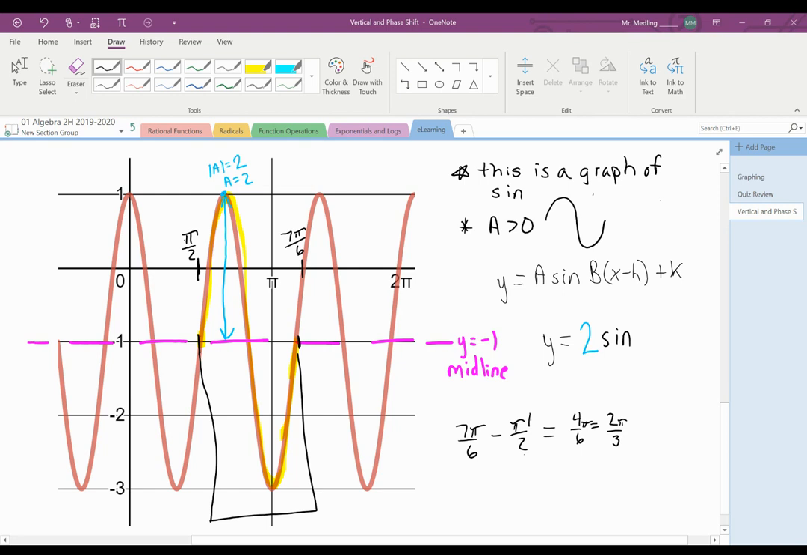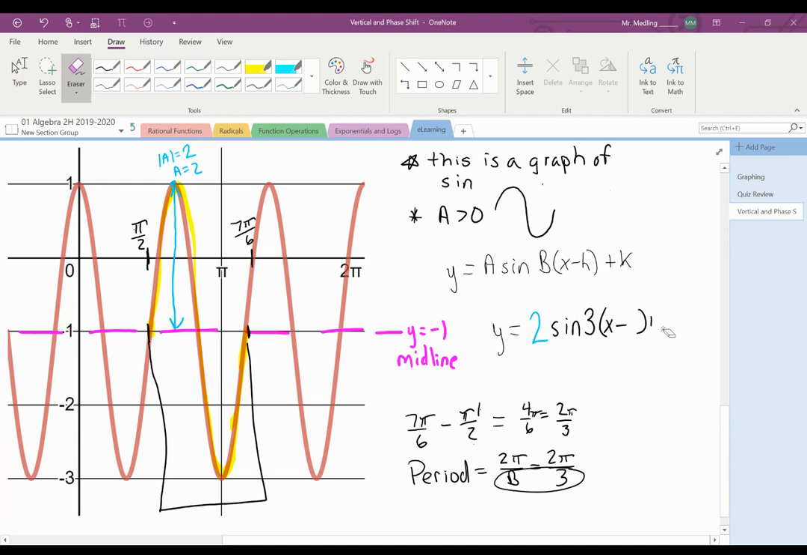Now, how is that helpful? Well, I know that the period is equal to 2 pi over b, but 2 pi over b is 2 pi over 3. Oh, b equals 3. So now that I know b equals 3, I can put that in there. So I have 3 times x minus some value, and then plus k.